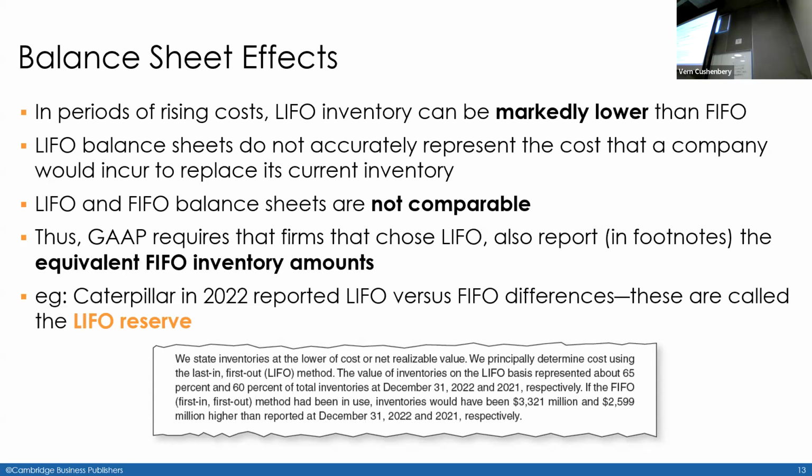So take a look at this disclosure at the bottom. It says, well, we state inventories at the lower of cost or net realizable value. I think we're looking at Home Depot here, I forget.